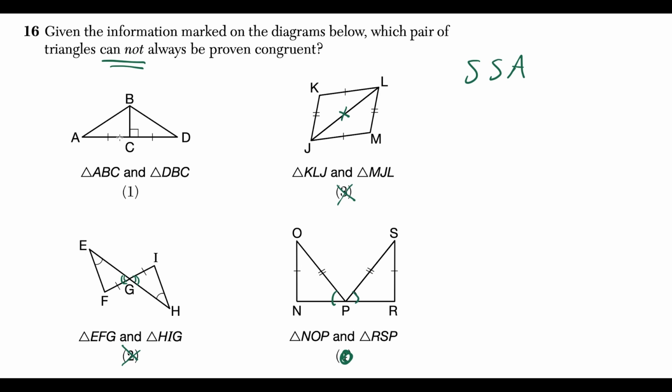And then for this one here, we have these two sides the same. They share a side. So this is going to be side angle side congruency. So not choice 1. So definitely choice 4.